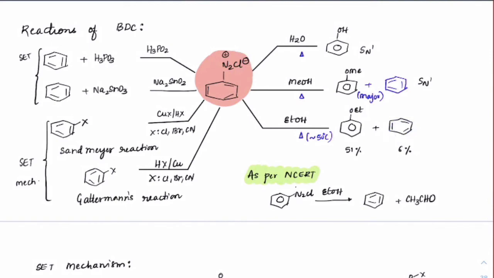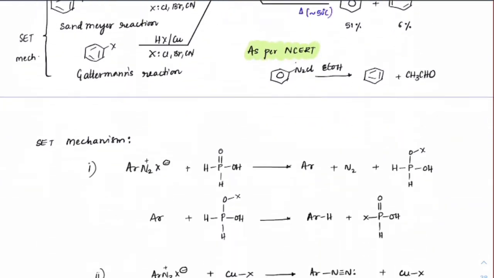Now, on this side, all of this would happen with SET mechanism, that is single electron transfer. So if you take H3PO2, Na2SnO2, Sandmeyer's, Gattermann reactions, all of them will give a single electron and try to make a radical here, and then a hydrogen radical will get added. That's how they'll get either a benzene form or a halogen form here. Let's see how that mechanism happens.